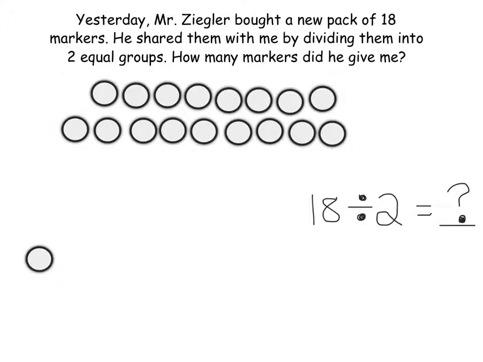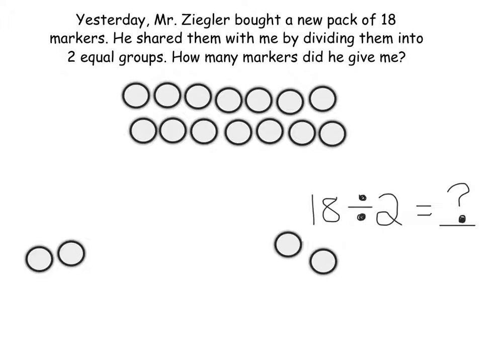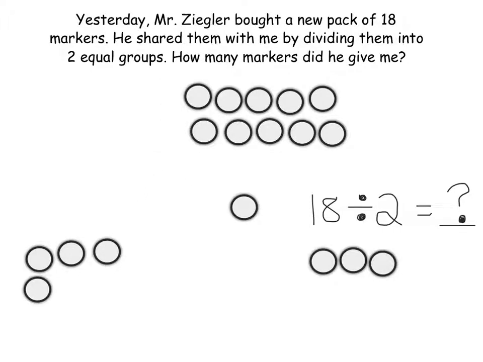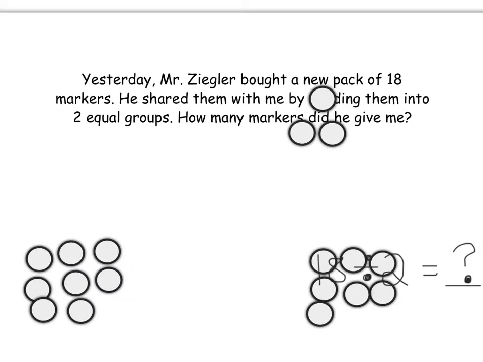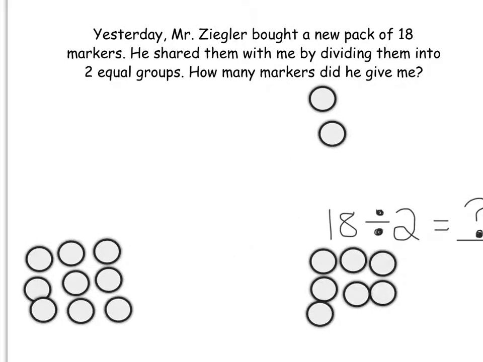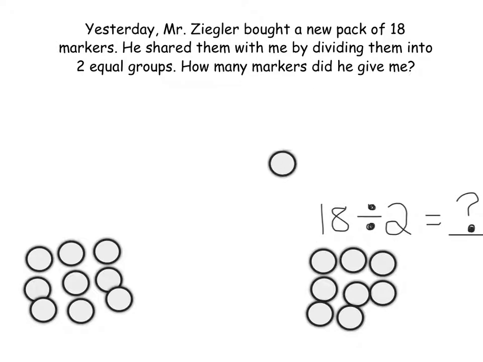And we're going to give one to Mr. Ziegler and one to me. And one to Mr. Ziegler and one to me. And we're just going to divide them out using the fair share strategy until there are none left. And we're just going to go back and forth and give these 18 counters, or 18 markers, into 2 equal groups. There we go. So count these up.